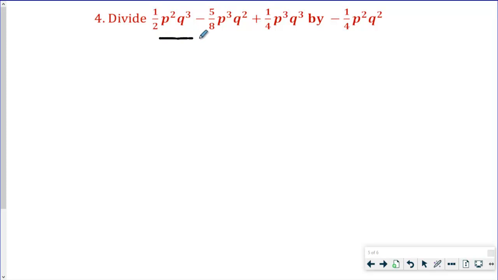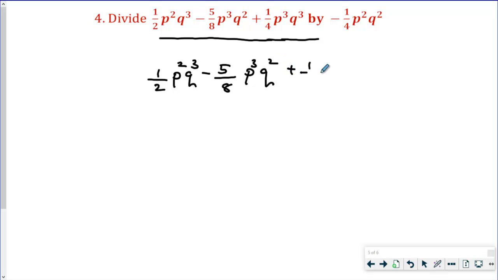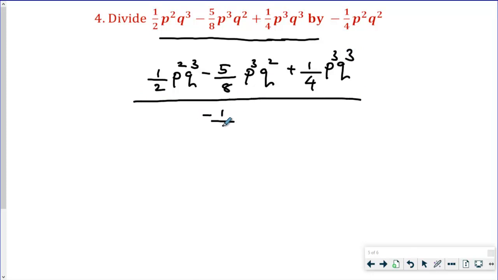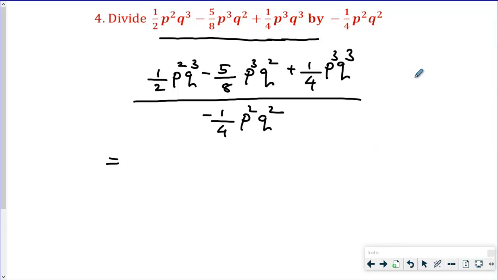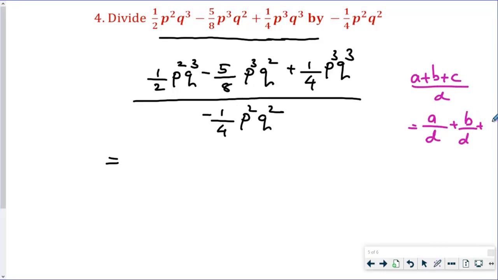Here the next one we have to divide plus 1 by 4 p cube q cube the whole divided by minus 1 by 4 p square q square. In this case, here also numerator there are 3 terms. We know that if the numerator consists of 3 terms and denominator only 1 term, we can use the formula (a plus b plus c) by d, that is equal to, we can split the fraction: a by d, b by d plus c by d.